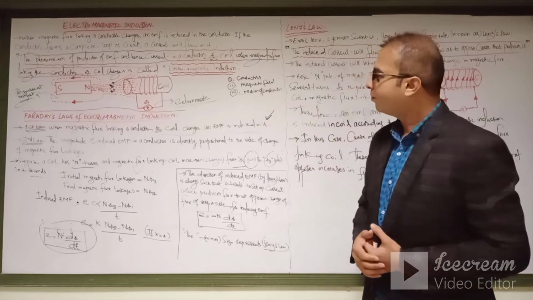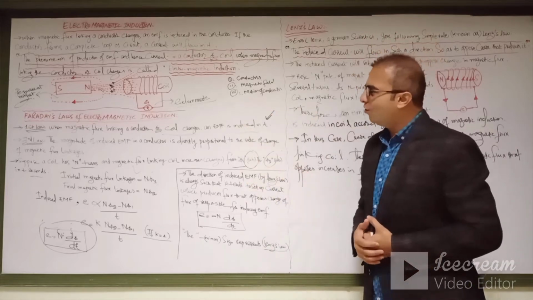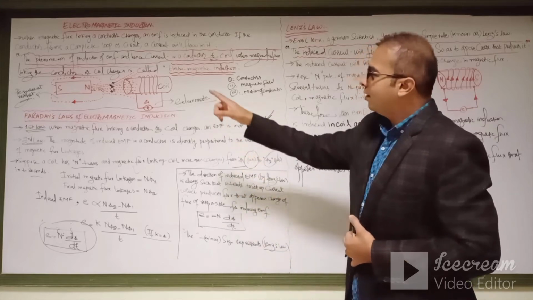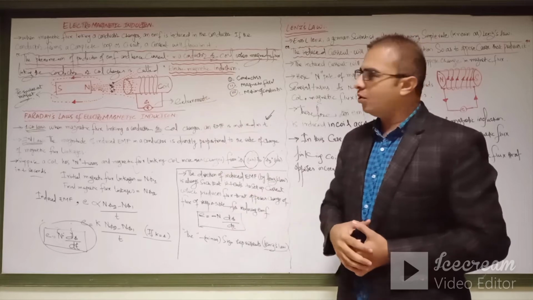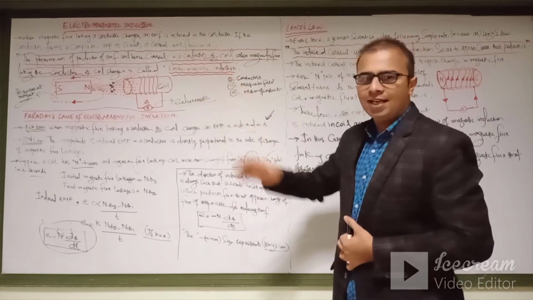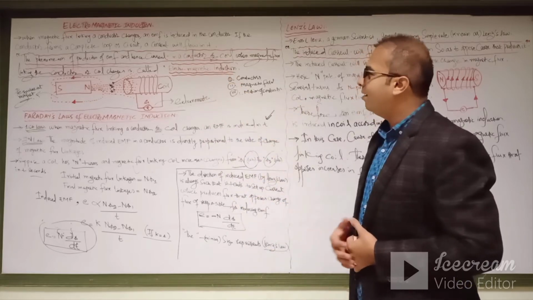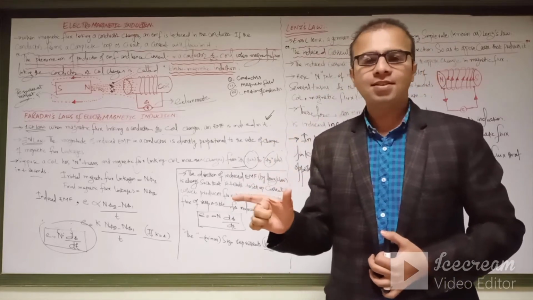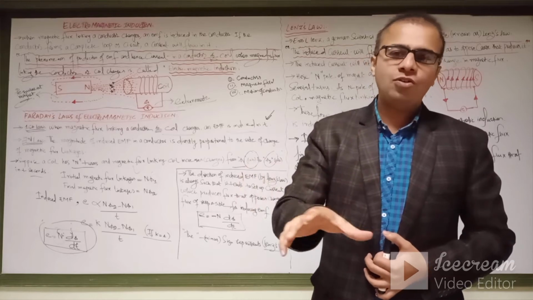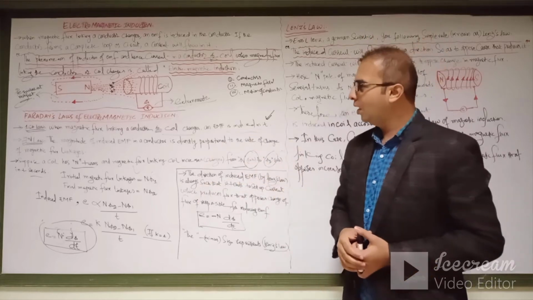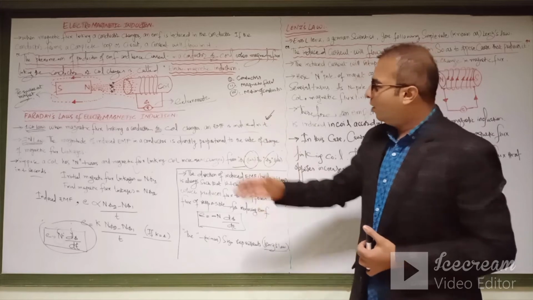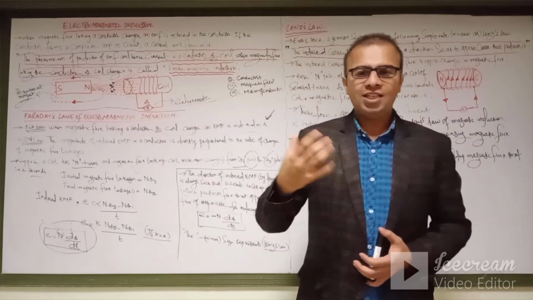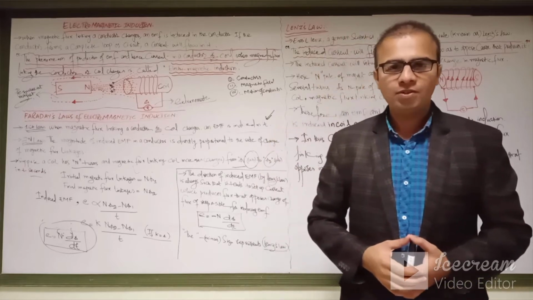So as you can see from the board, the definition which I have written on the board: the phenomenon of the production of the EMF and hence current in a conductor or coil, when the magnetic flux linking that conductor or coil changes, is called electromagnetic induction. So take an example of this coil and the permanent magnet to explain the electromagnetic induction process.